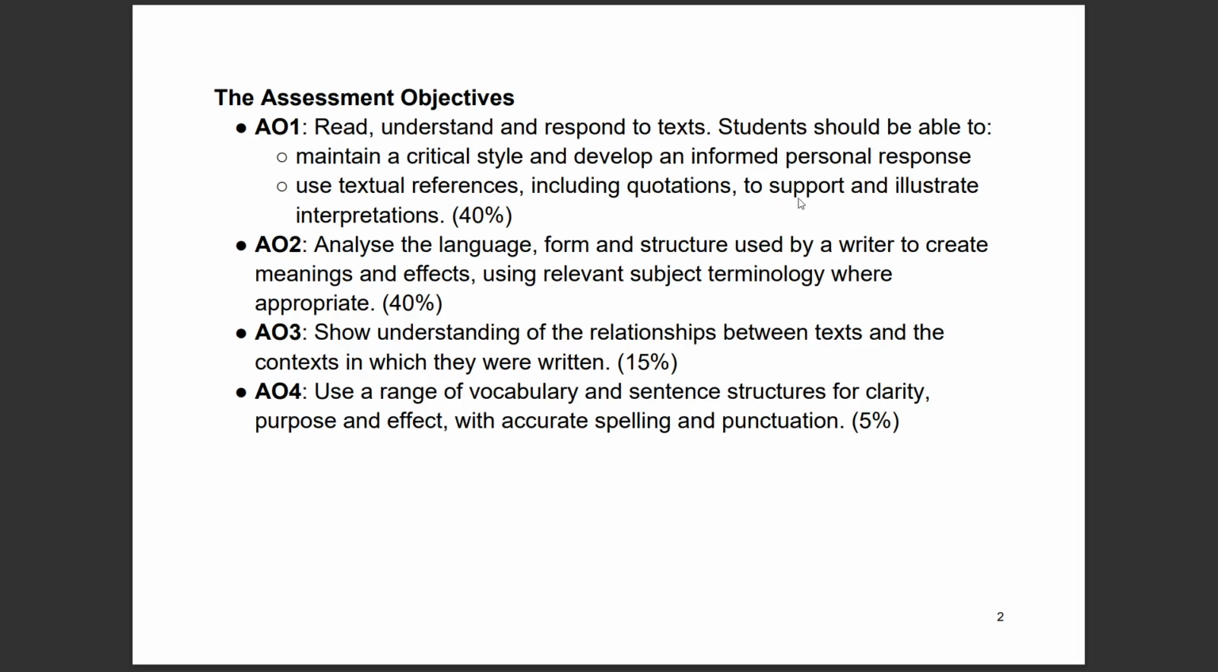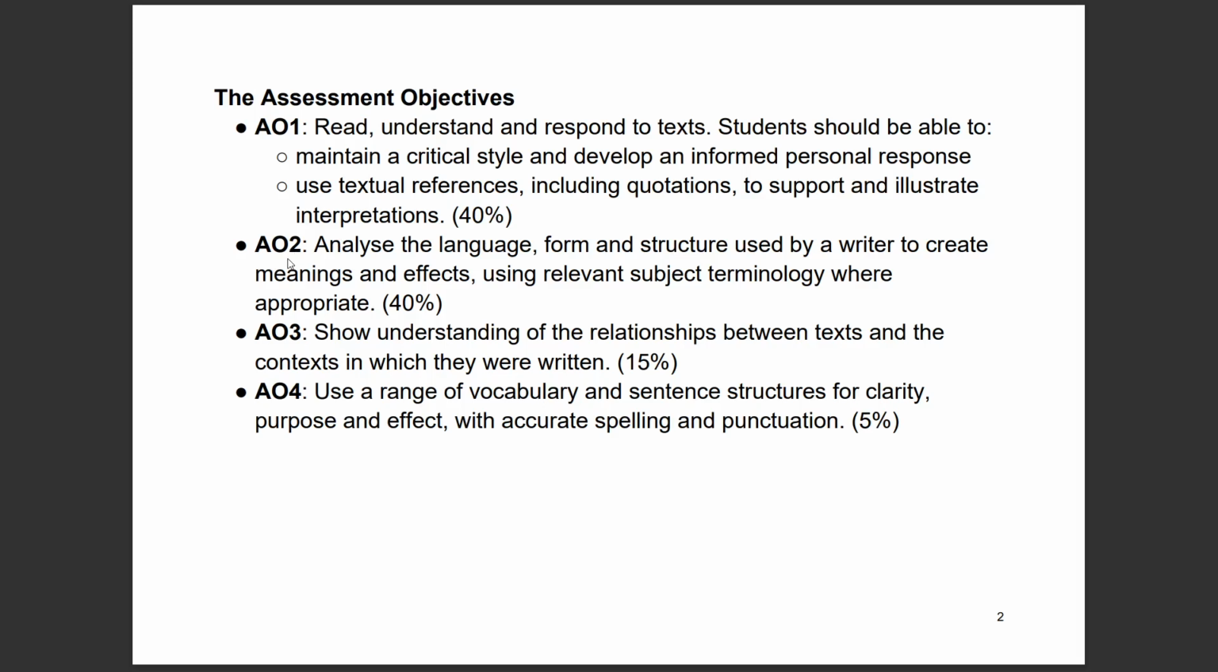To support and illustrate interpretations, well, that's really obvious. That's tying in with everything that I've said about this personal response and so on. So that's worth 40%.